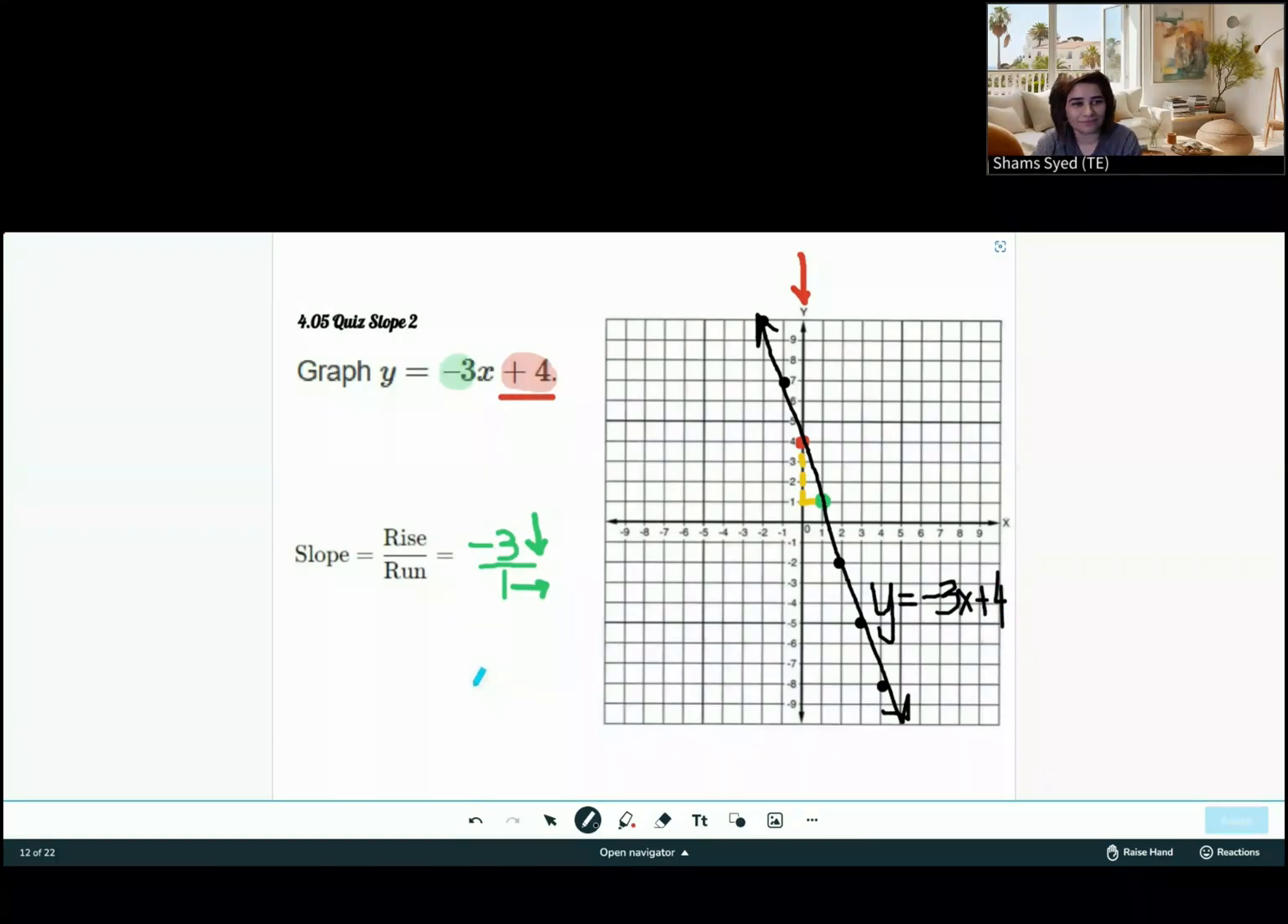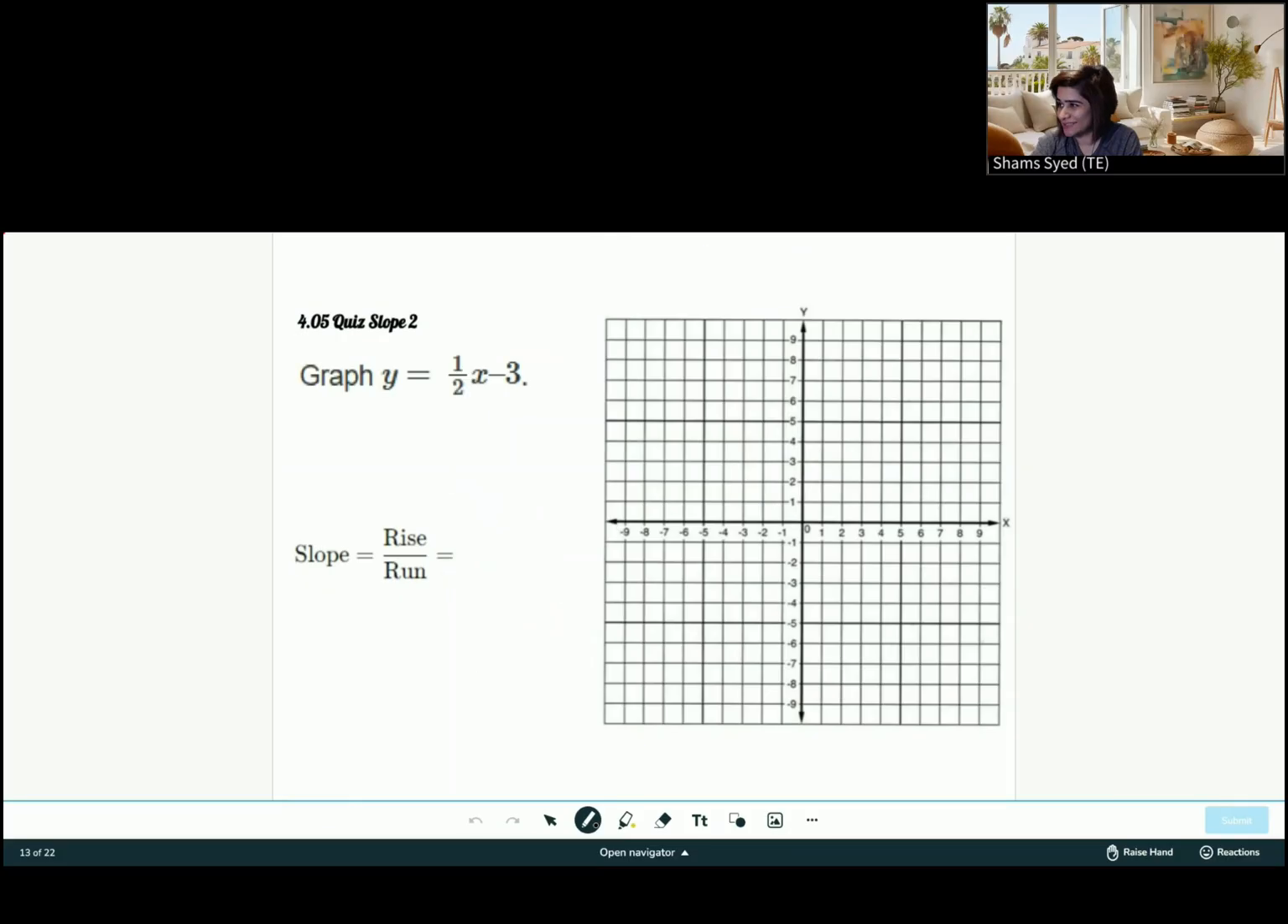Okay? This is important. This tells you the pattern. Start at 4, but what do you do next? Go down 3 over 1. Let's look at the next one. This comes with practice.